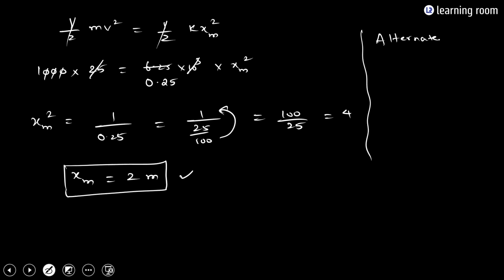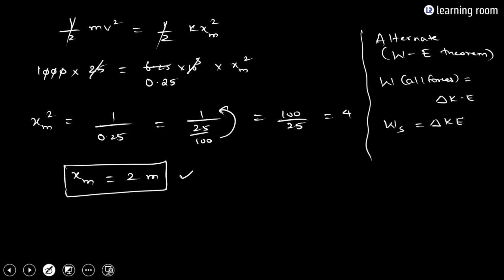The alternate way is by solving using the work energy theorem. So what does the work energy theorem state? Sum of work done by all forces is equal to change in kinetic energy. So here if you observe, who is doing the work to stop the car? It is the spring. So there is only one work done, that is the work done by the spring, which is what is causing the change in kinetic energy of that car.